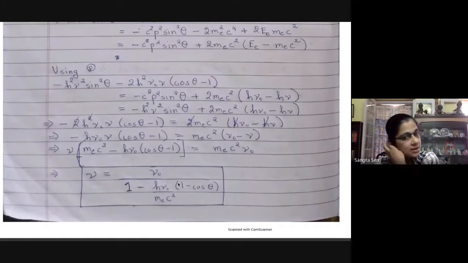So you can read about the implications of this a bit more in the PDF that I provided. There they discuss the implications of the expression a bit more, and I'm sure you can easily convert this to lambda. There is no confusion here. You can simply replace nu by c by lambda, and you will get an expression.